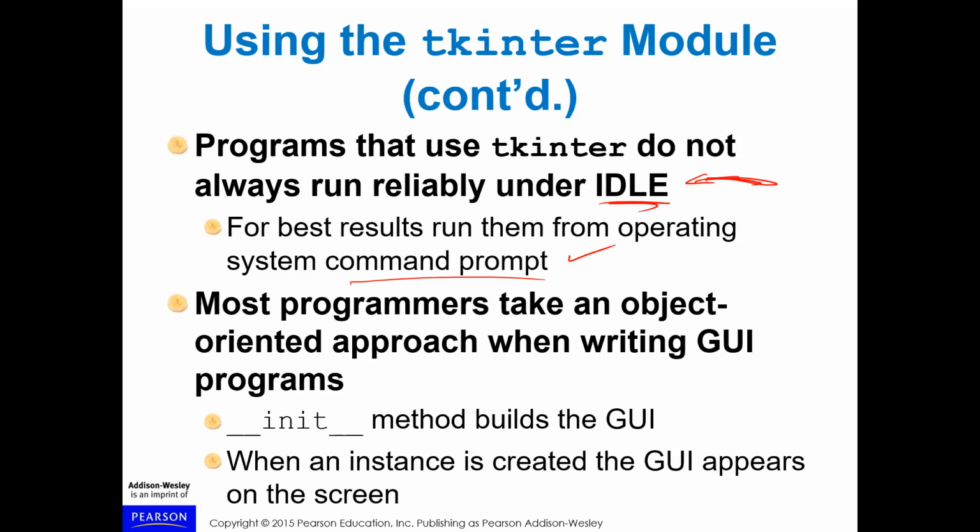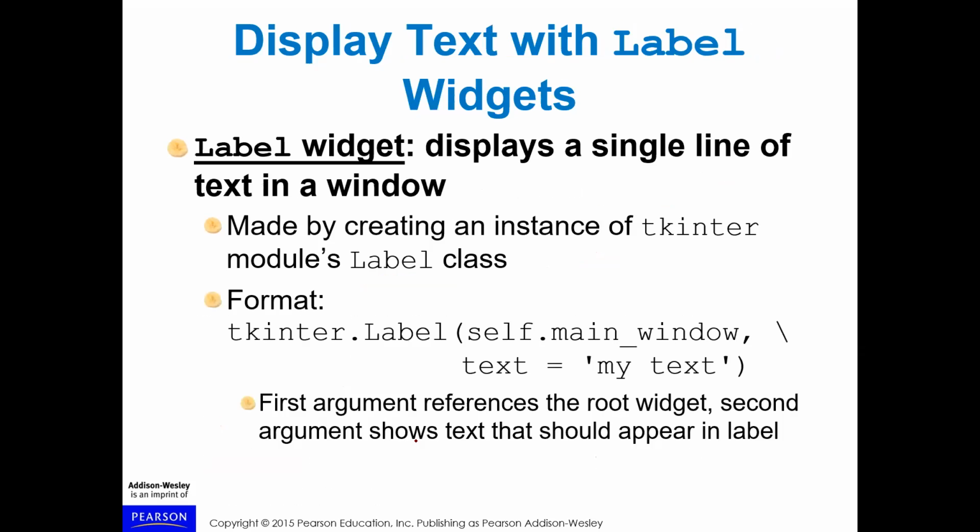Most programmers take an object-oriented approach when writing GUI programs. So we saw object-oriented programming last week, right? And so you should have a notion of that. You don't really have to use object-oriented programming for this, but certainly you could. Certainly, tkinter will be object-oriented itself, as every widget will be an object. So here are some examples of things that you can do with tkinter. We can take a second to look at this slide.